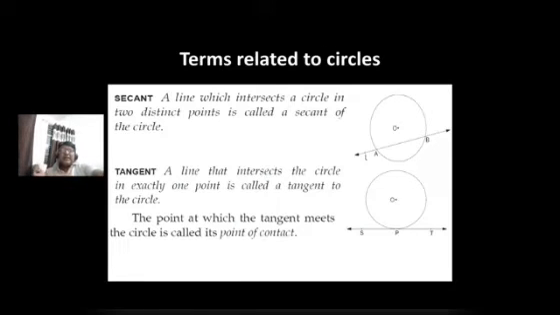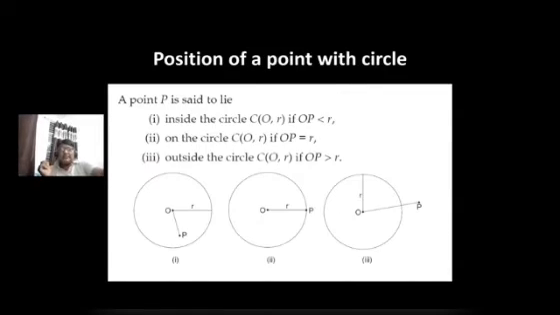Now position of a point with respect to a circle. A point P is said to be inside the circle with center O and radius R, if OP is less than R, meaning the distance of the point from the center is less than the radius. If it is equal to the radius, then it will lie on the circle, and if it is greater than the radius, then it will lie outside the circle.